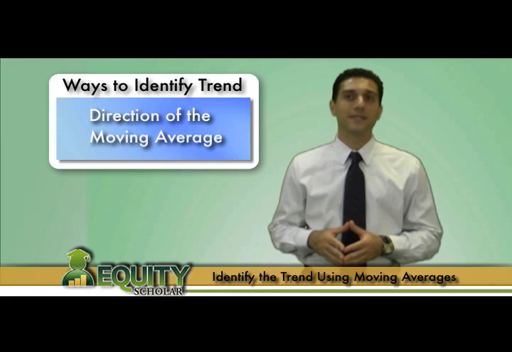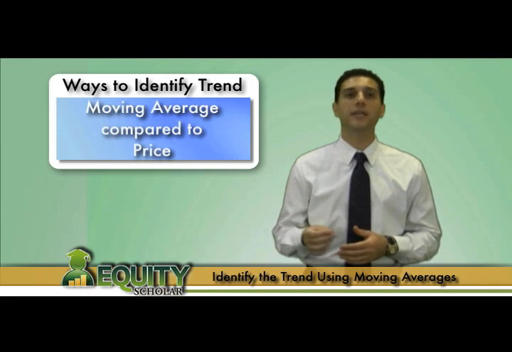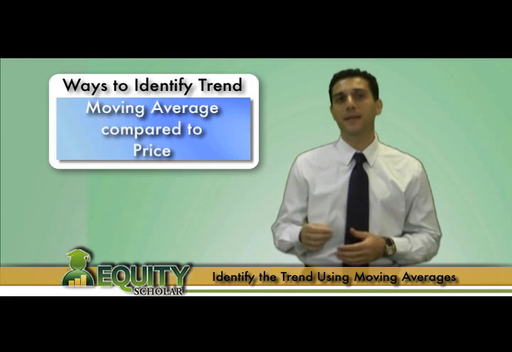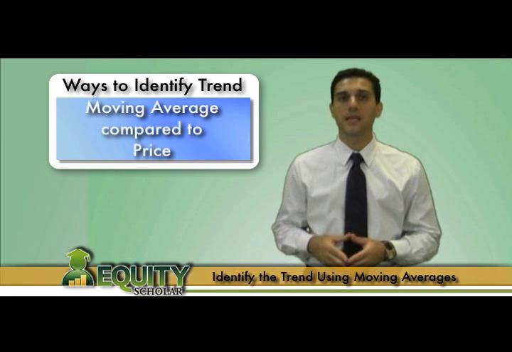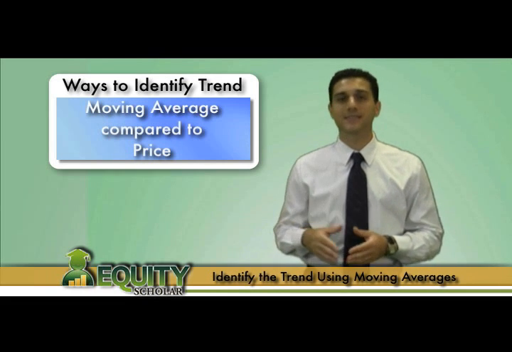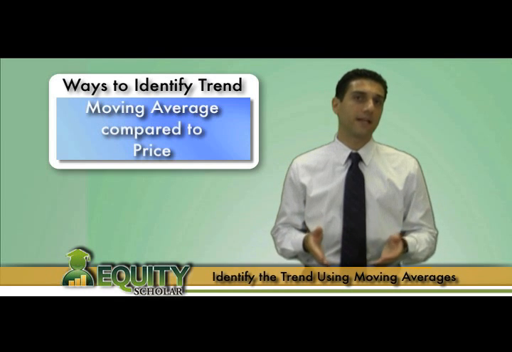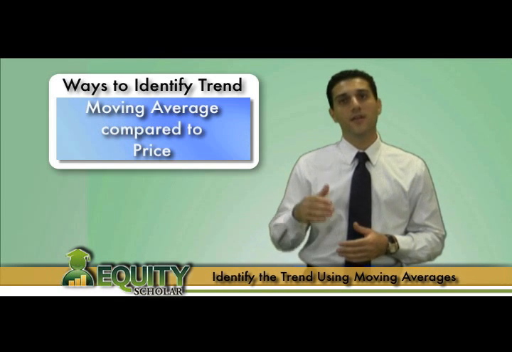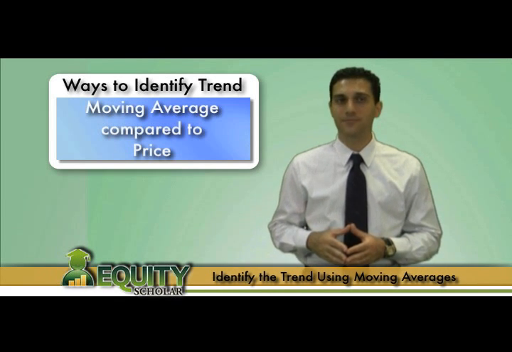The second method for identifying the trend is by using the location of the current stock price in comparison to that of the moving average. If the price is above the moving average, the trend is considered up. If the price is below the moving average, then the trend is considered down.